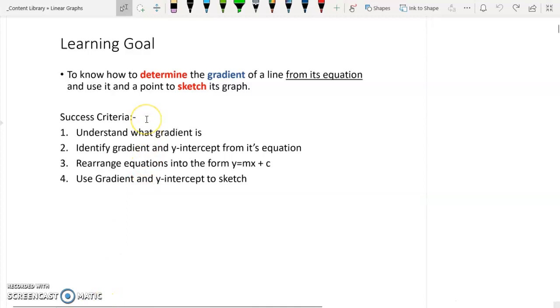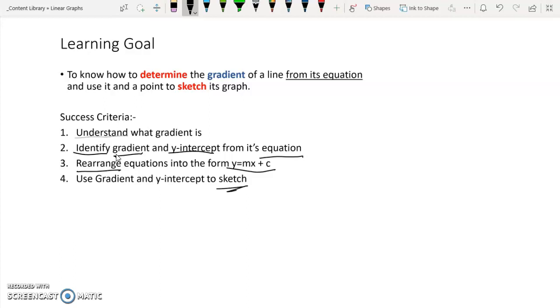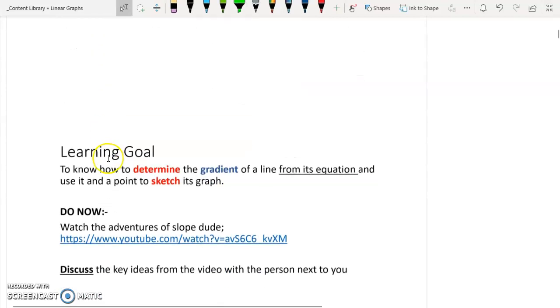Today's learning goal is to know how to determine the gradient of a line from its equation and use it and a point to sketch its graph. First thing we need to be able to do is understand what gradient is. Identify gradient and y-intercept from its equation. We're also going to rearrange equations, because we need this y equals mx plus c form, and we're going to actually sketch at the end. So that's our goal for today.